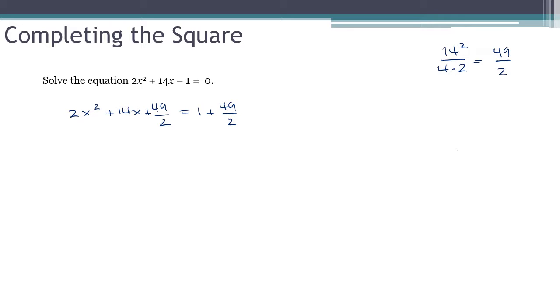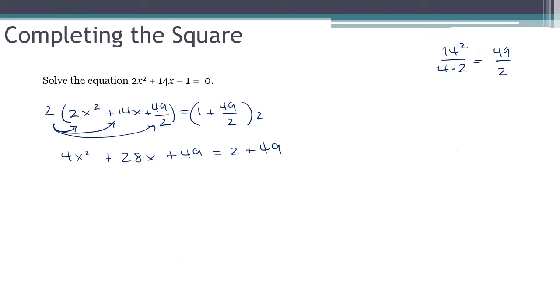Let's clean up a little bit. Multiply both sides by 2. That's going to get rid of the fractions, right? So this becomes 4x squared plus 28x plus 49 equals 2 plus 49. And now this makes sense to me. I got a 4x squared and a 49. This is going to be 2x plus 7 squared equals 51.